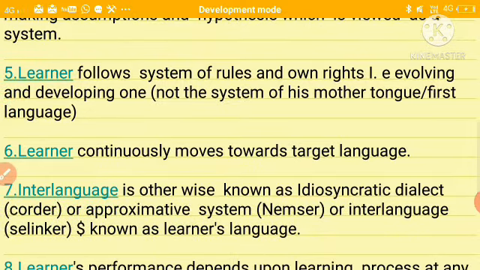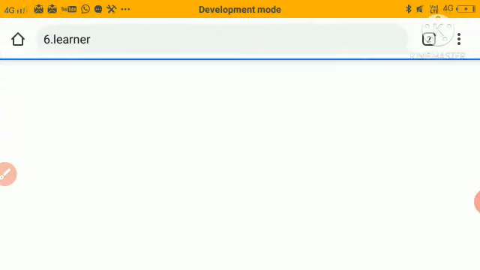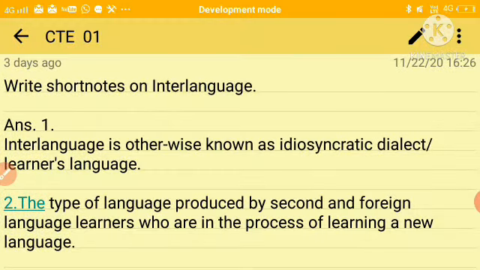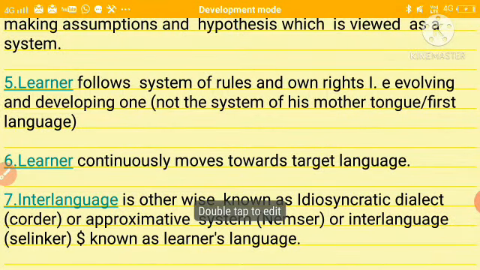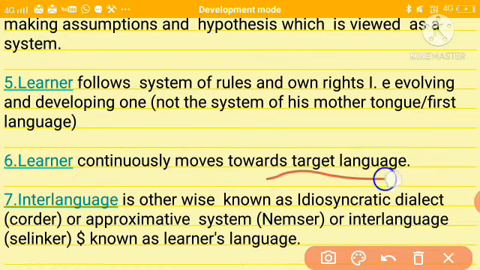Then come to the sixth point: the learner continuously moves towards the target language. So what is a target language? The new language, or foreign language, is called the target language. Target language means new language. So the learner continuously moves towards the target language, or new language acquisition.